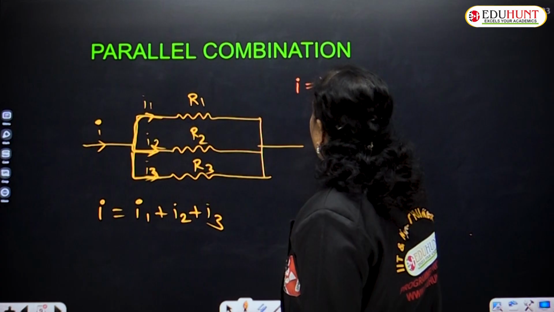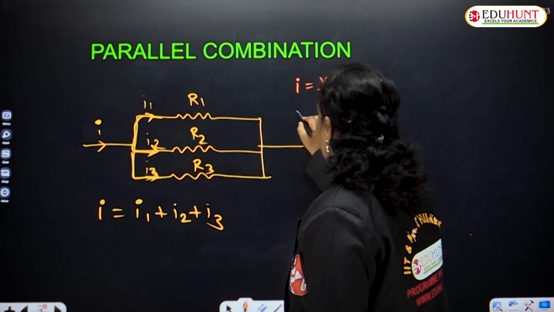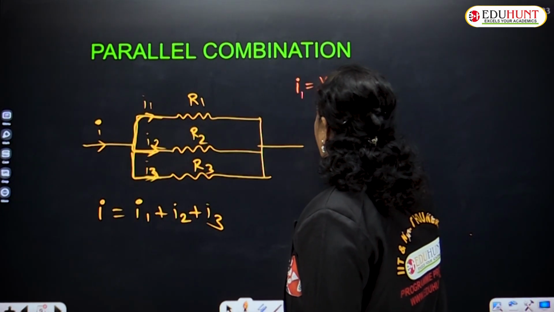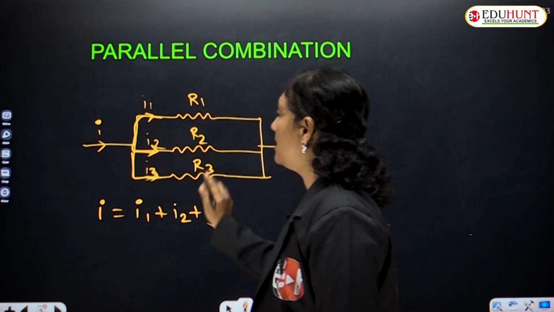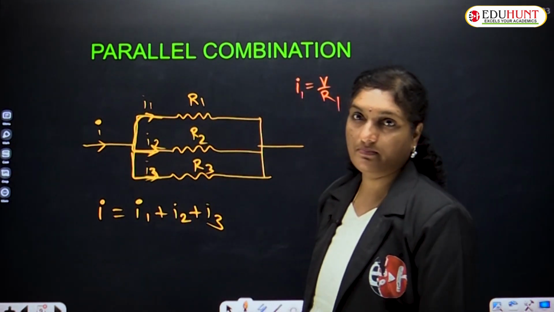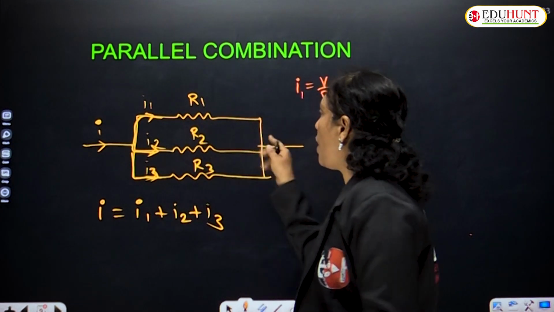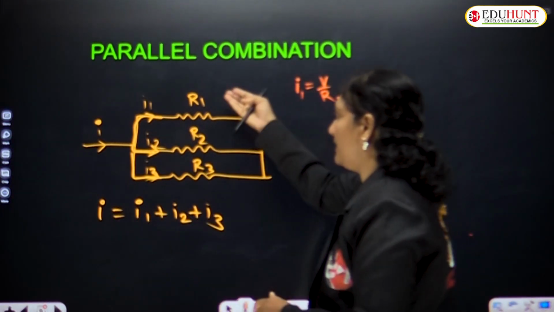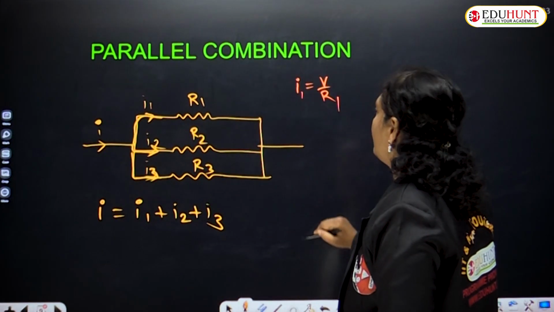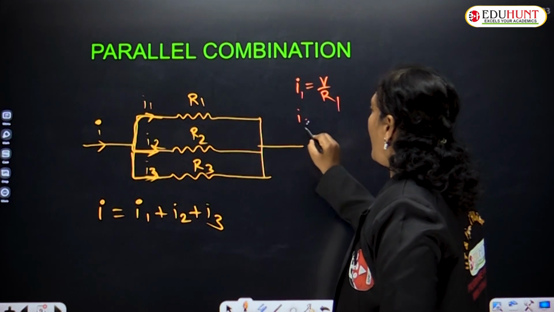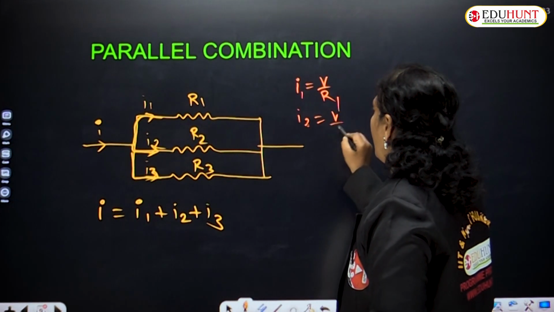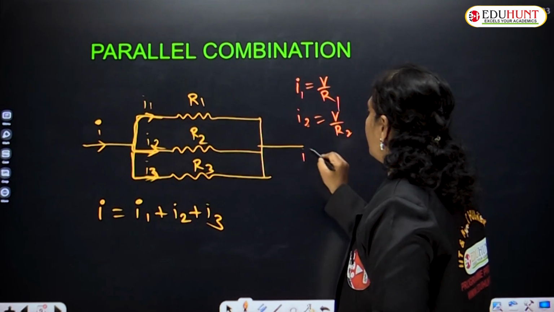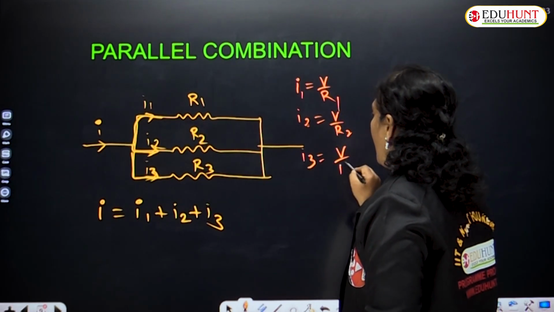Since the formula for I is V by R, we can write I1 as V by R1, because the potential is the same. The potential across all the ends here is the same. What makes the difference? Only the resistors are changing. So I1 is equal to V by R1, I2 can be taken as V by R2, and I3 is taken as V by R3.